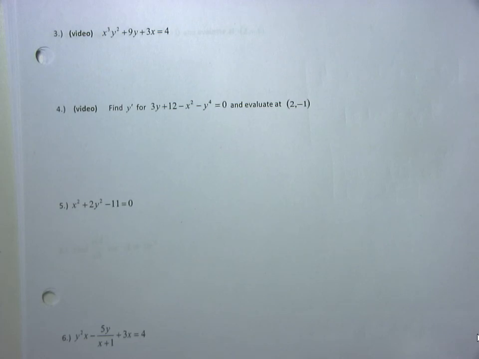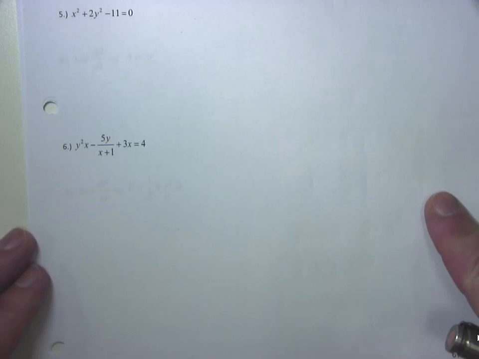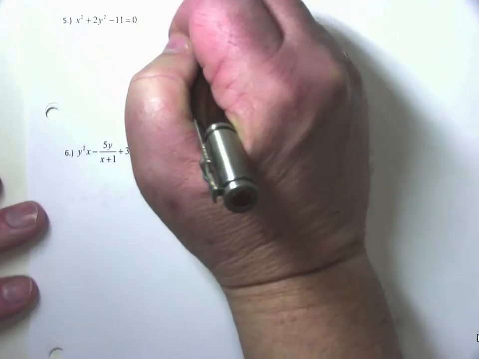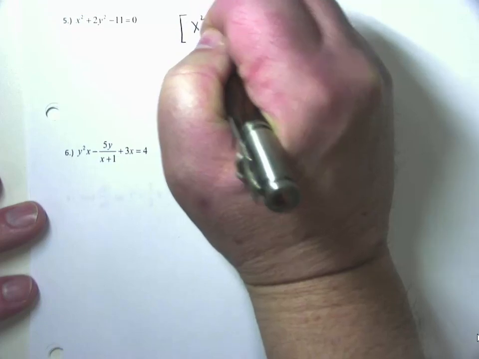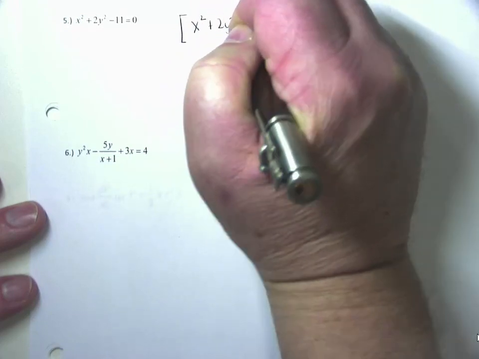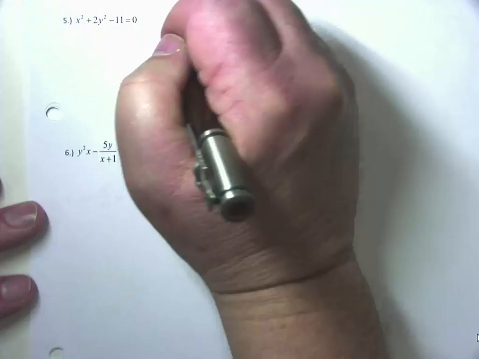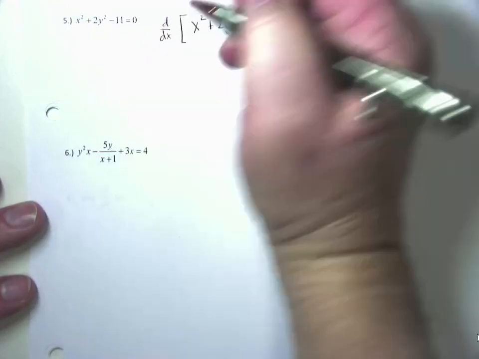Okay? So, let's pick it up with number 5. Directions are all the same. Find the implicit derivative. So, I'm going to take my equation, x squared plus 12y squared minus 11 equals 0, and I'm going to take the derivative with respect to x.